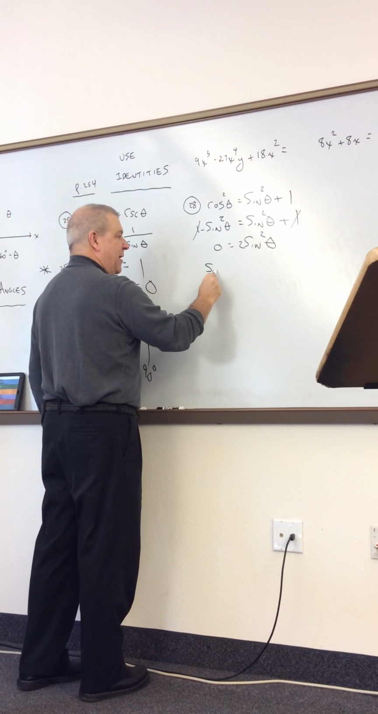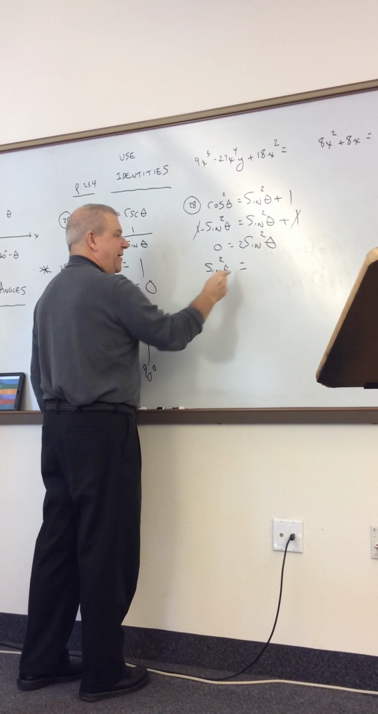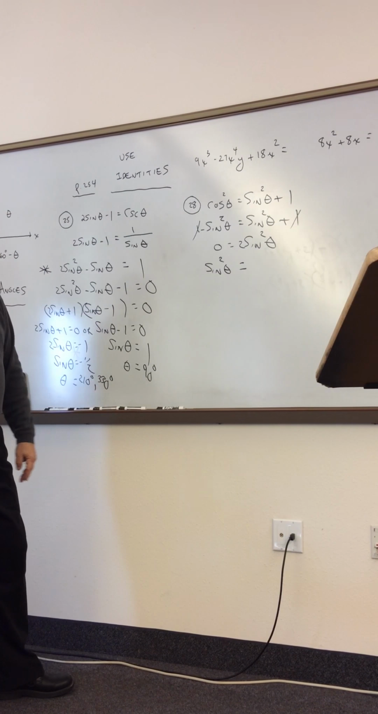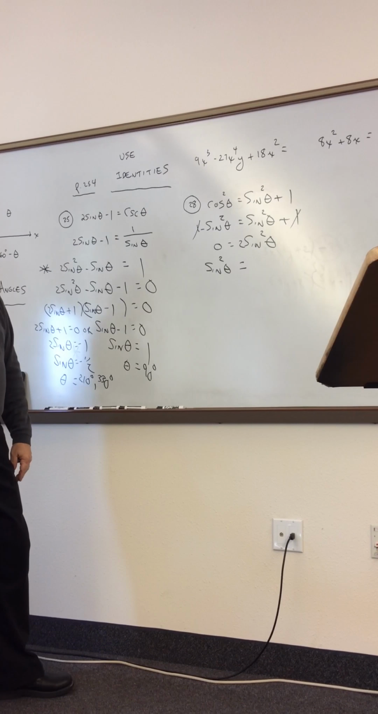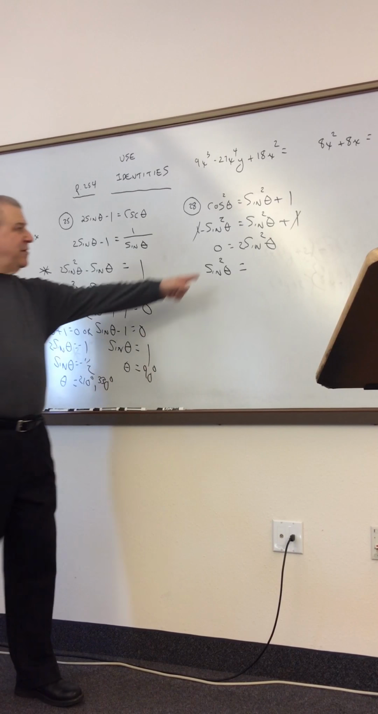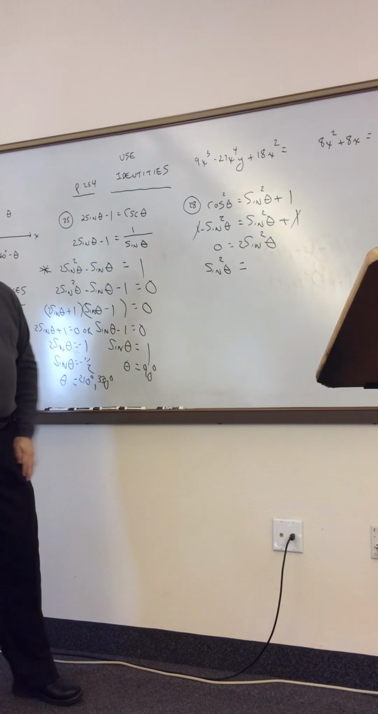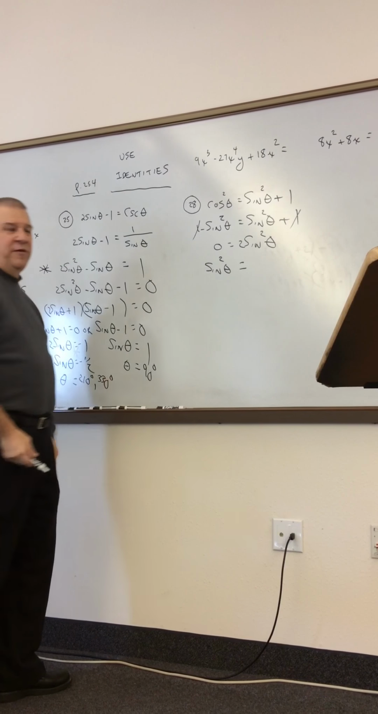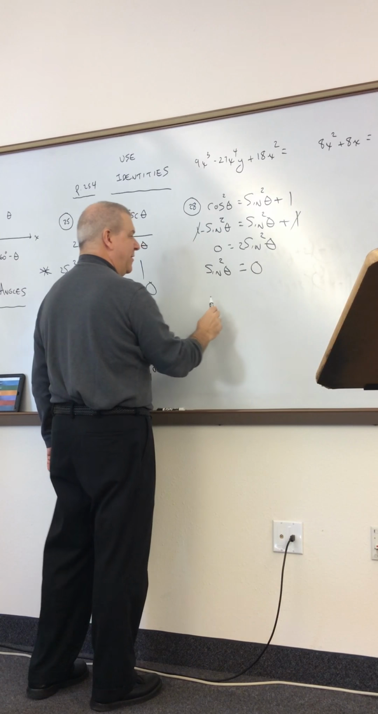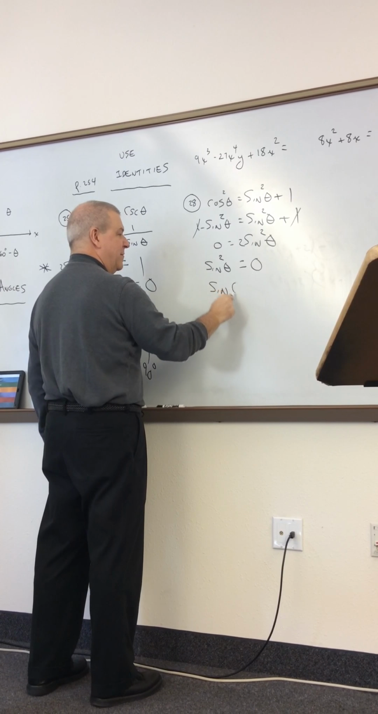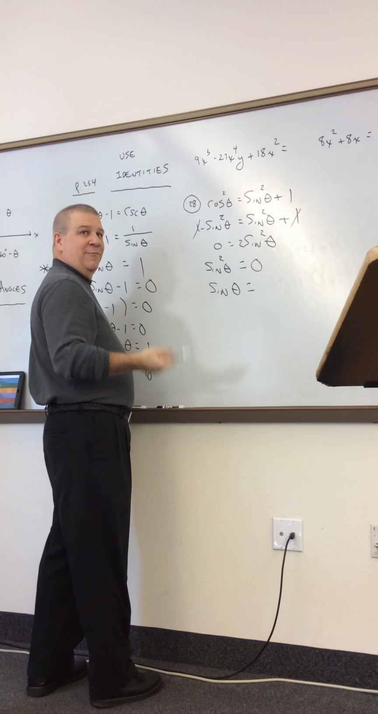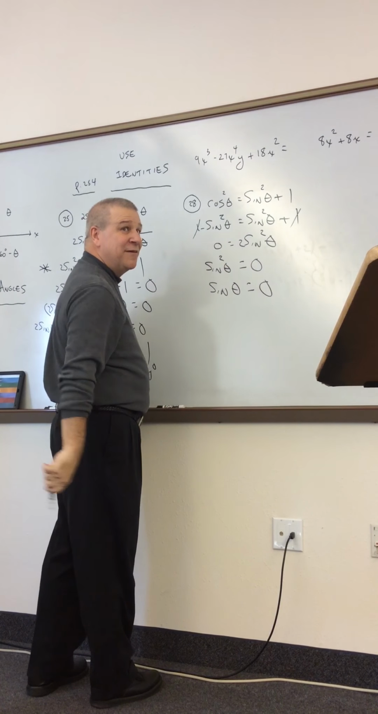I'm just going to flip this around. Sine squared of theta would equal what if you divide both sides by 2? Joe? I'm getting rid of the 2. I'm dividing both sides by 2. 0 divided by 2 is still 0. Take the square root. The square root of 0 is still going to be 0, isn't it?